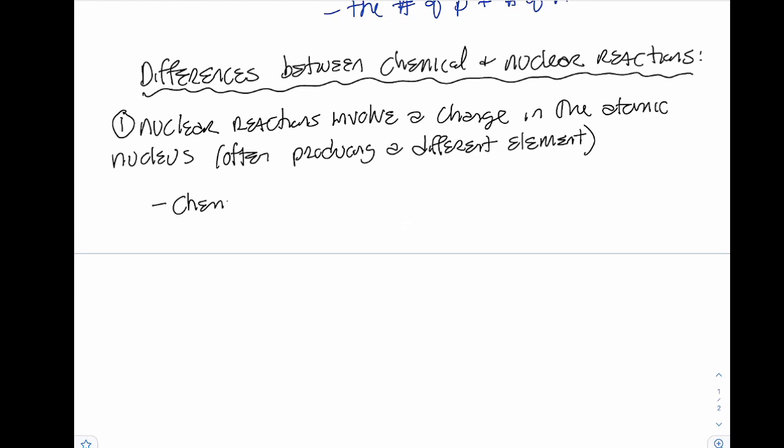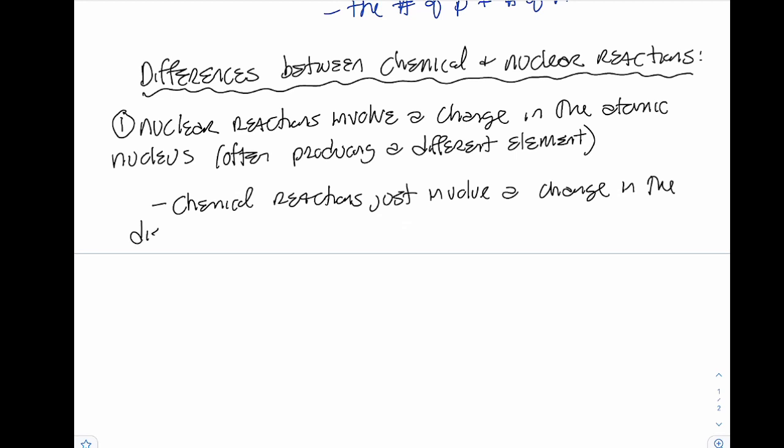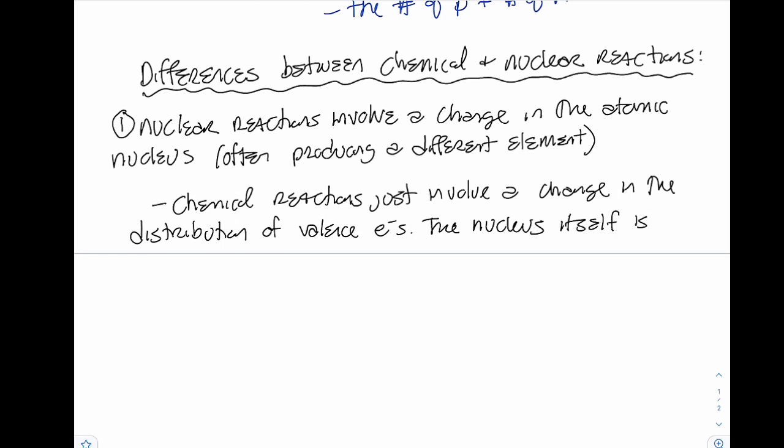So chemical reactions just involve a change in the distribution of valence electrons. The nucleus itself is not changed.